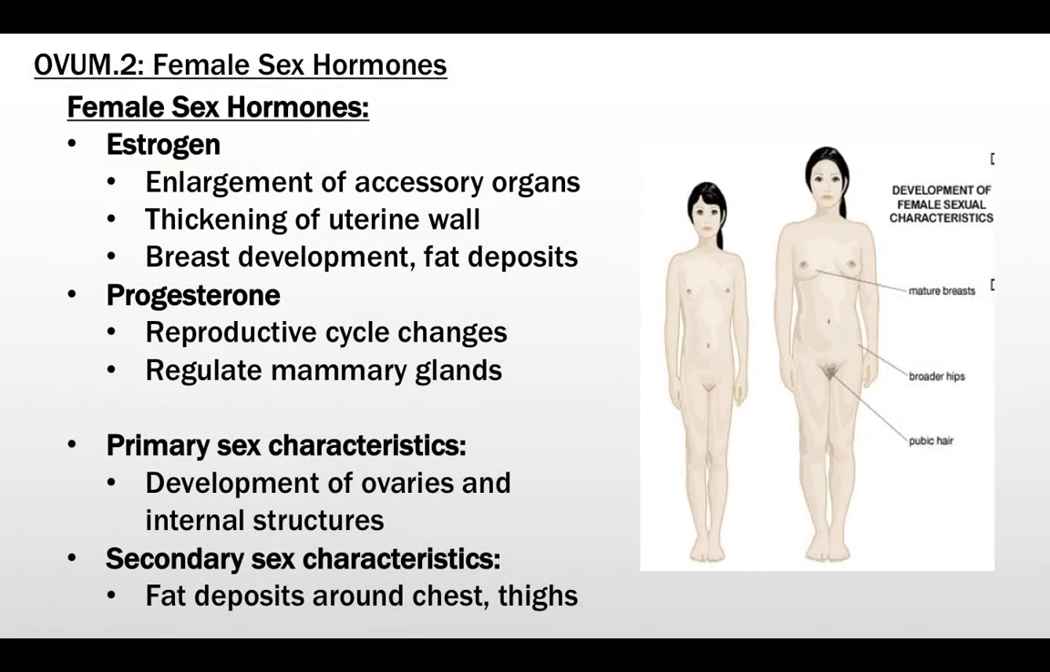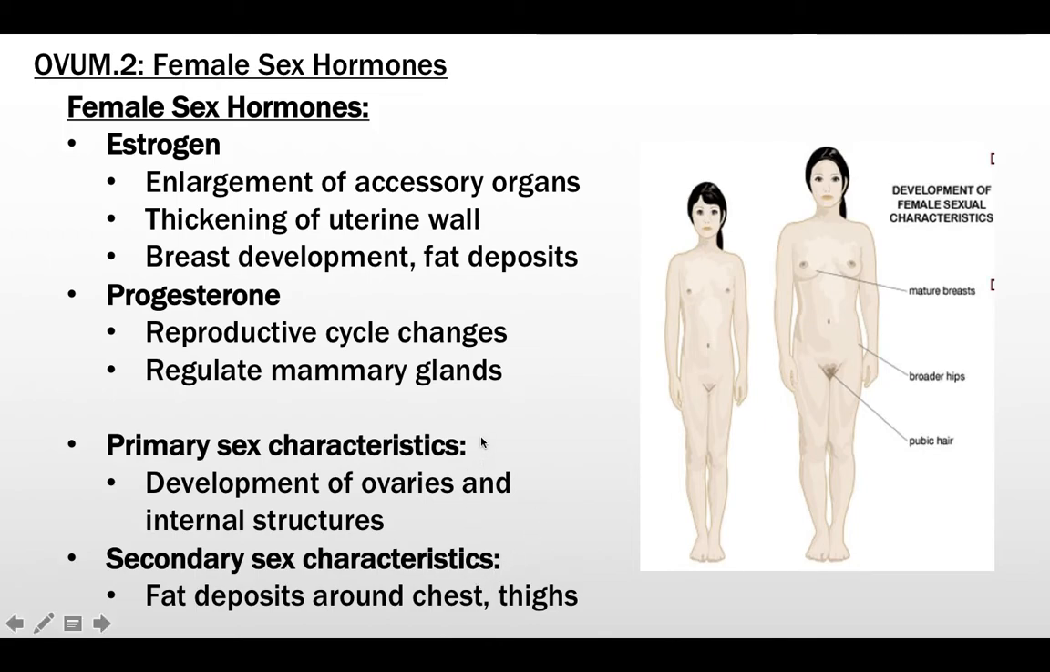As far as sex hormones, we're going to talk about the childbirth ones more in the future, but for now, estrogen is going to create an enlargement of these accessory organs. It's going to help regulate the thickening of the uterine wall, and it's going to encourage fat deposits in the breasts to create and develop a fuller breast shape. Progesterone is a secondary sort of female sex hormone that regulates a lot of the reproductive cycle as well as the production of milk within the mammary glands.